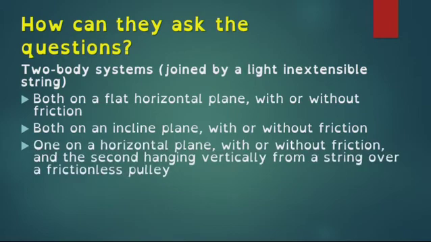Now, this is one we've seen a couple of times. You have one object on a horizontal plane. That horizontal plane could be with or without friction, and the second object is hanging vertically down from a string. However, it is very clearly stated that the string has to be over a frictionless pulley. And guys, they will not ask you an inclined plane with a second object hanging vertically down. If you read through your exam guidelines, it is not stated as a possible question that you have to deal with.